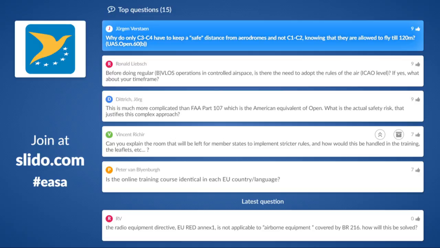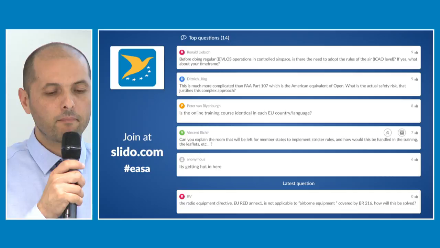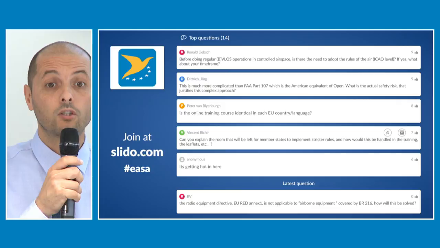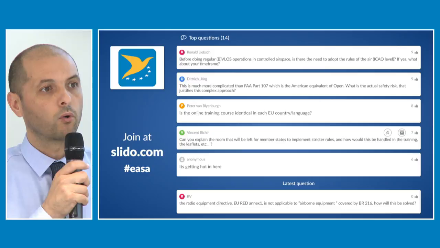For the safety of the aerodromes, we don't make any distinction between C3, C4, C1, C2. I hope that my presentation did not lead to this kind of interpretation. The member states will identify no-drone zones or limited drone zones, and they will protect the aerodromes. So drones will not be able to fly close to an aerodrome unless they are authorized, whatever their category.